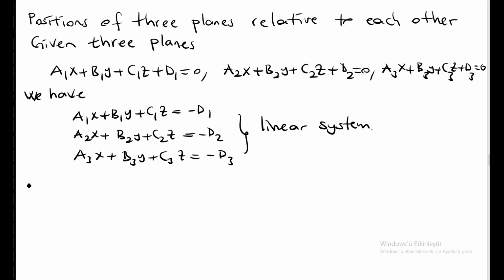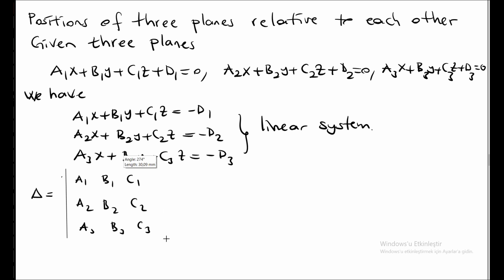Okay, so to solve this equation we need to calculate this determinant, right? Let's say our determinant, this triangle. So you have this one, a1, b1, c1, a2, b2, c2, a3, b3, c3. Because this is a non-homogeneous equation, if this is not 0, then there is a unique solution.